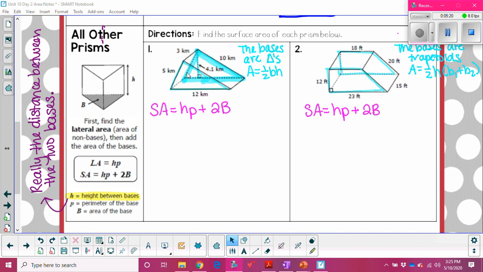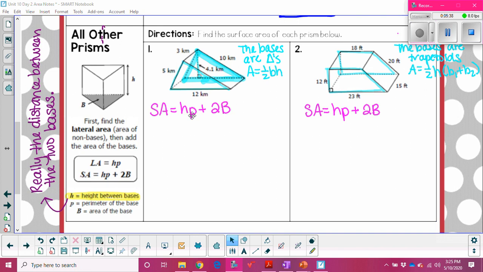Now, the height of that triangle is 4.1. Okay, but the distance between the two triangles you see is 3. All right, so the bases are triangles, so the area for that is going to be 1/2 base times height. That's what's going to go right here. The h is the distance between the two, which is 3.